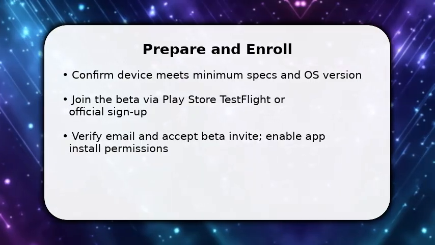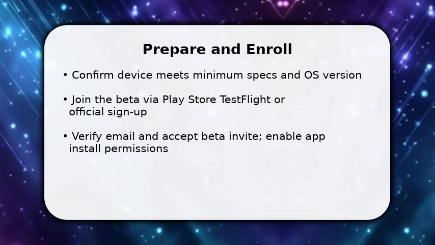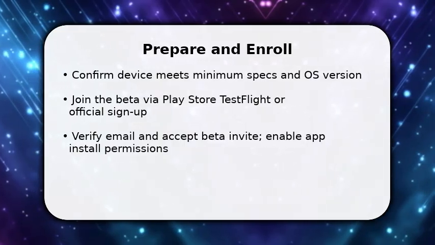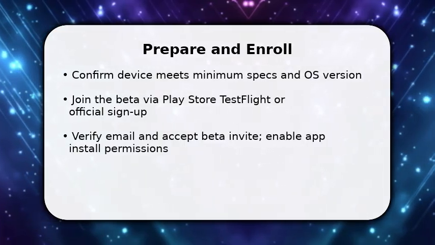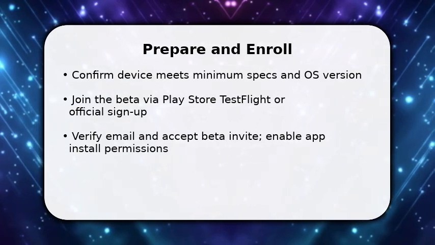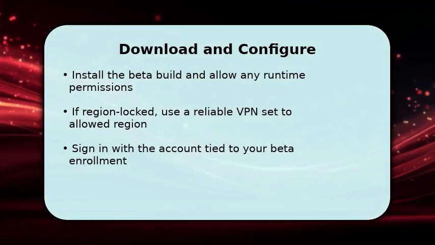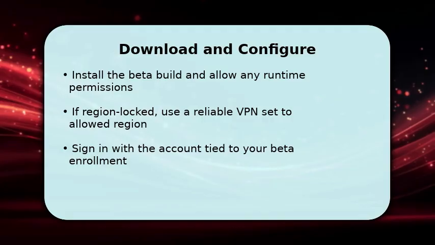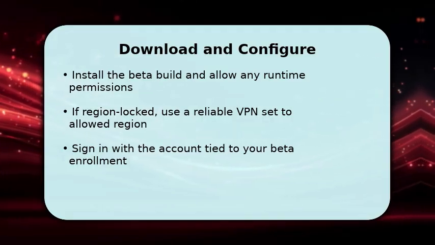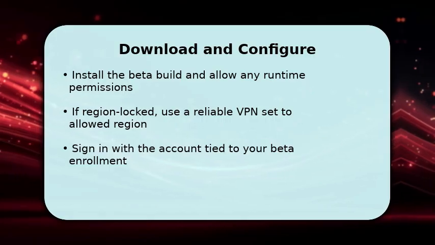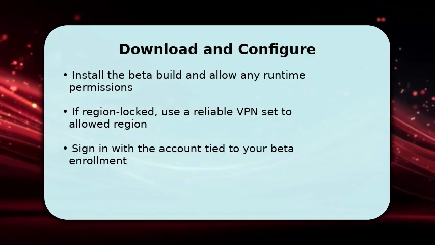These first actions put you into the beta program and allow the app to appear in your library ready to install. Now download and install the beta build. Tap Install and permit required runtime permissions like storage and network access. Once installed, open the app and sign in using the account linked to your beta enrollment. This ensures your test data syncs.